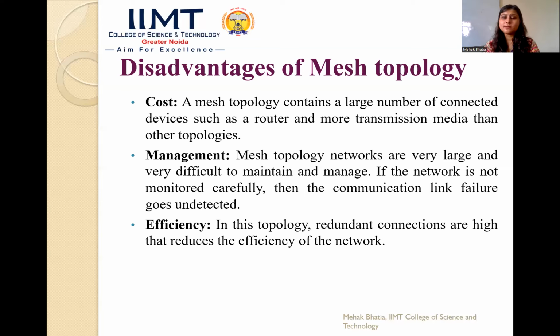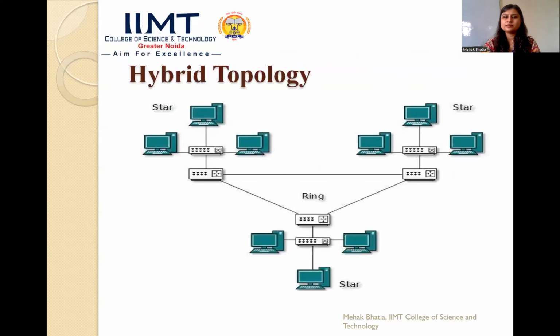Efficiency. In the mesh topology, redundant connections are high. That reduces the efficiency of the network. So efficiency could be a problem because there are redundant connections. A device is connected to B via many ways. So the efficiency of the network could be reduced.